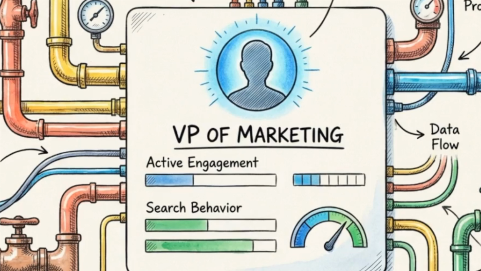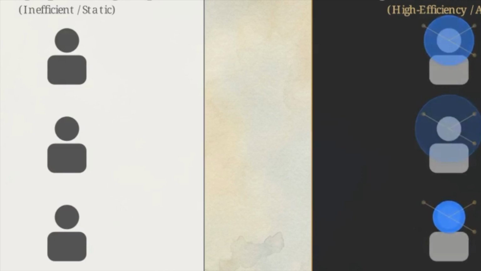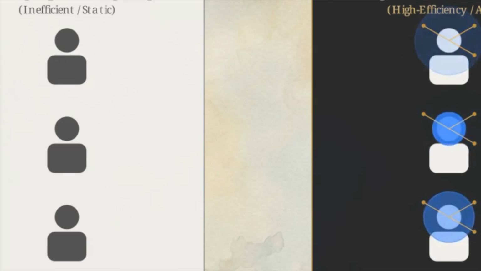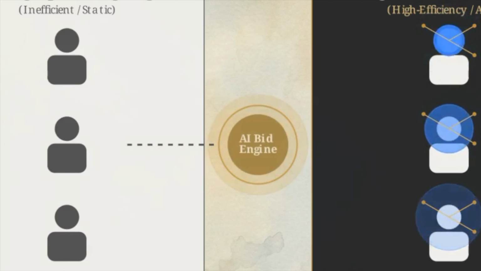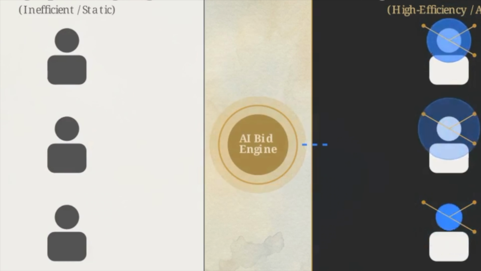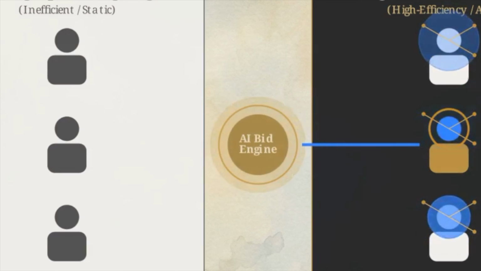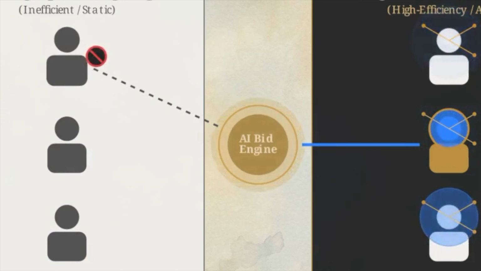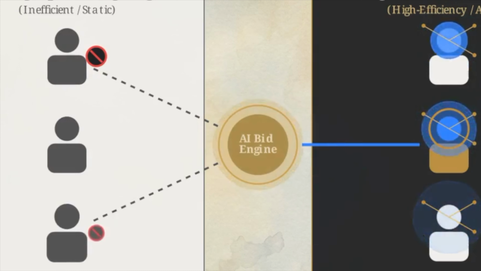Step 4 addresses targeting flaws. Buying ads based on static titles wastes spend on people who fit a profile but aren't actively looking for solutions. Signal-based targeting uses AI to map real-time behavioral signals like content consumption and search activity. Under this audited system, the platform only bids when a target emits active buying signals. If those signals are absent, the bid is rejected.